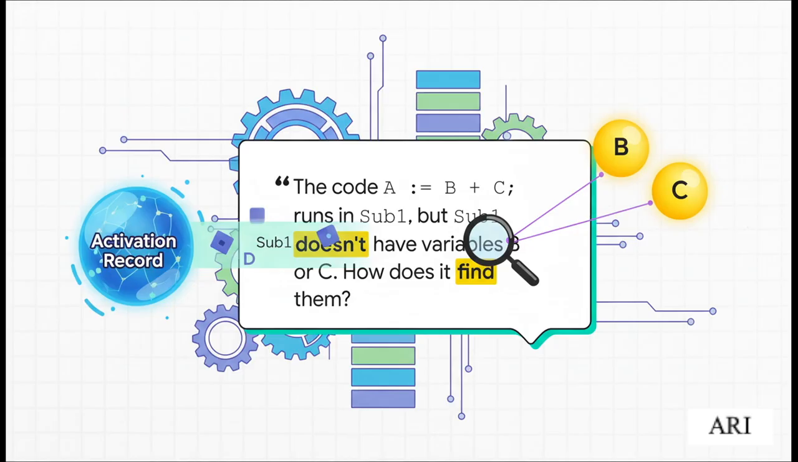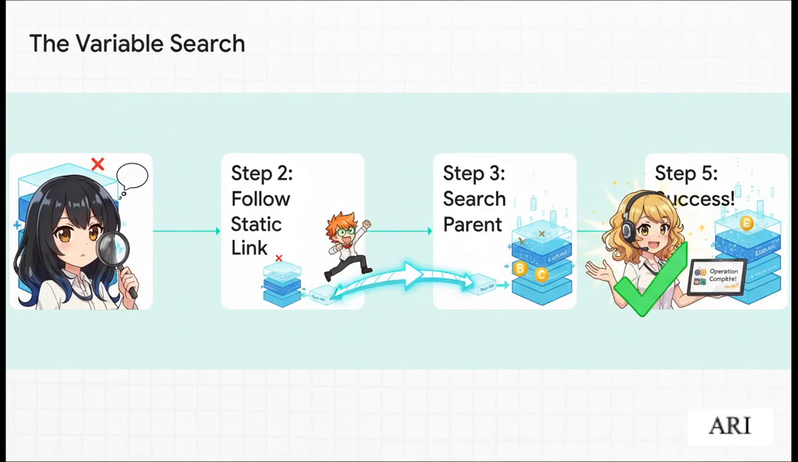But wait a minute. If you look at the definition for sub1, it only has its own local variables, A and D. It doesn't have a B or a C. So where on earth is it supposed to get them from? Without the right mechanism, this code would just fail. It would crash. And this is the beautiful solution.